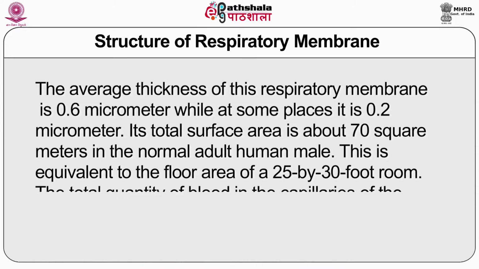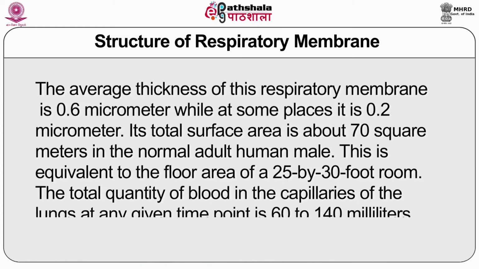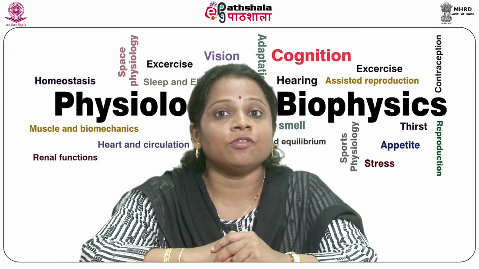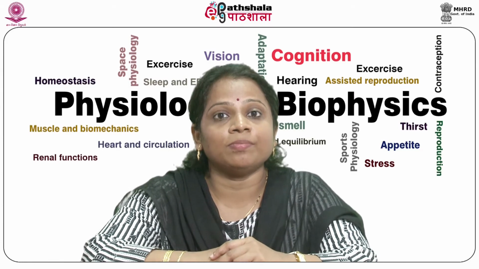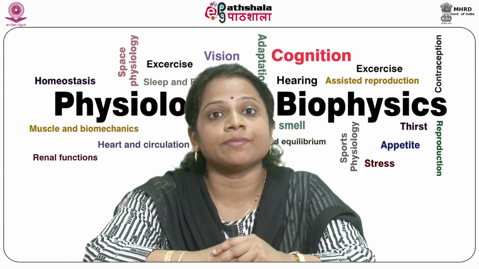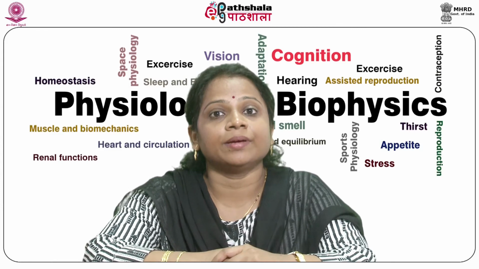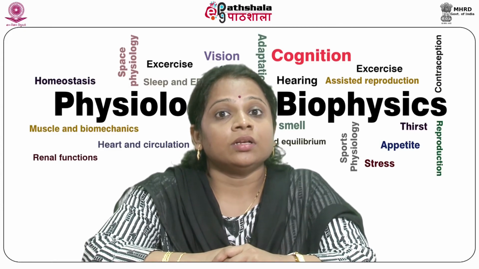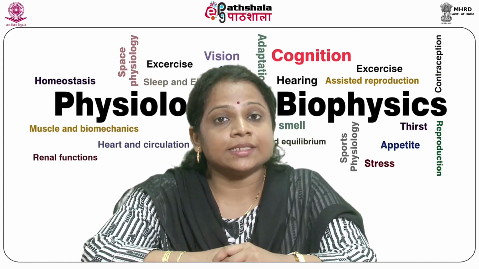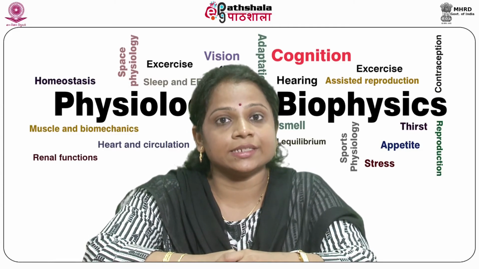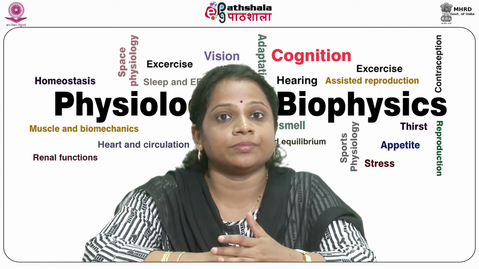This is equivalent to the floor area of a 20 by 30 foot room. The total quantity of blood in the capillaries of the lungs at any given time point is 60 to 140 milliliters. Now you can imagine this small amount of blood spread over the entire surface of a 25 by 30 feet floor. So the respiratory membrane helps in rapid exchange of gases.